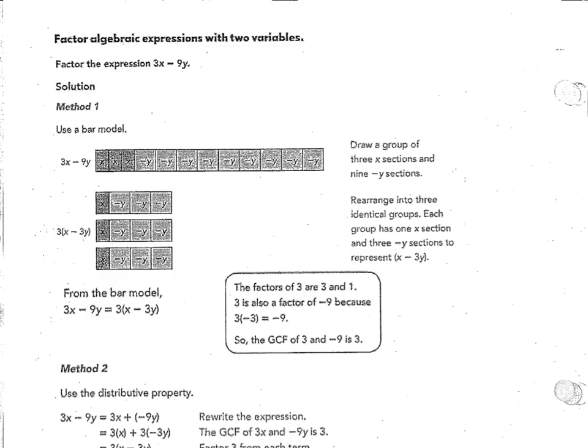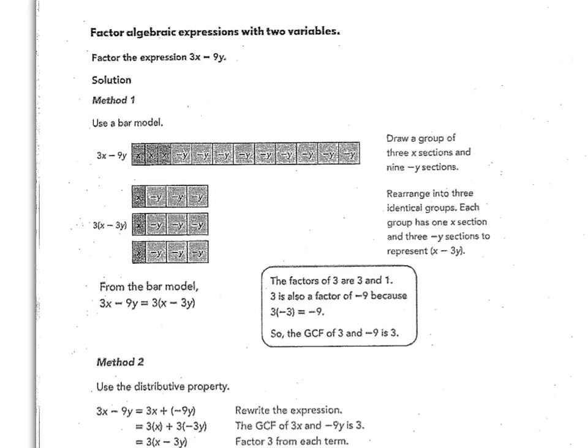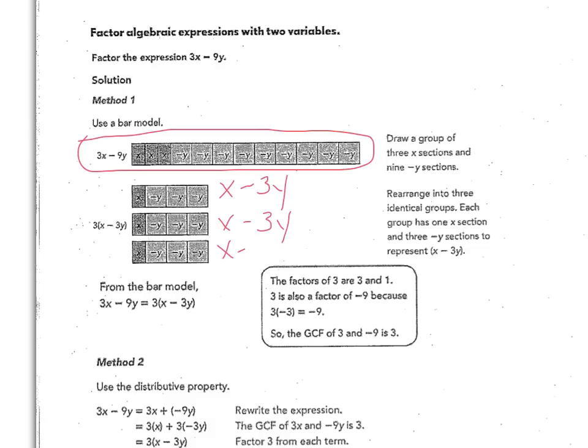All right, so again, factor 3x minus 9y. Again, we can make 3 equal groups. Here it is all in one piece. And then we're breaking it into 3 equal groups of 1x and 3 negative y. So this is x minus 3y, x minus 3y, and x minus 3y. And since we have 3 groups of it, we're multiplying it by 3.